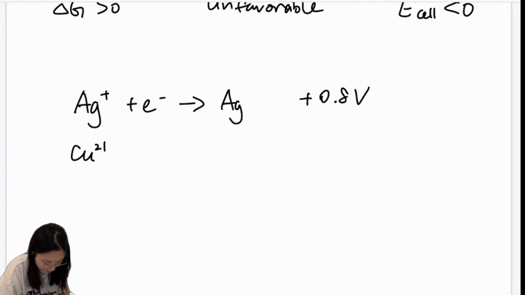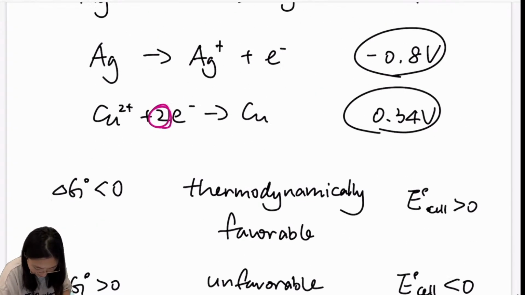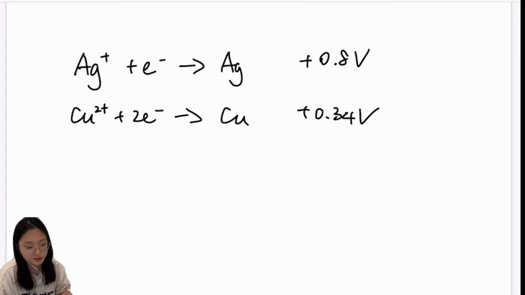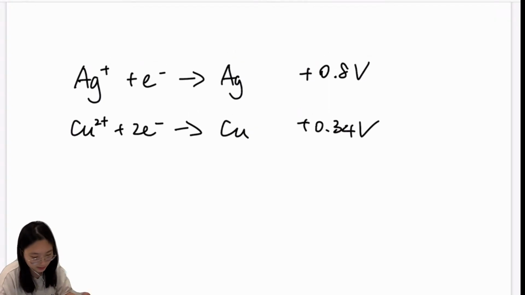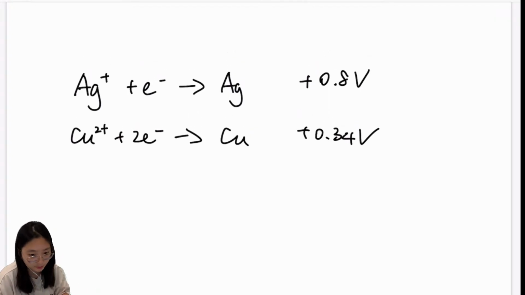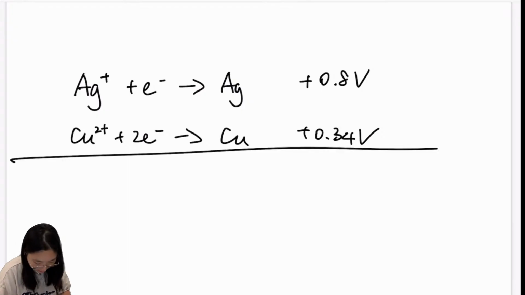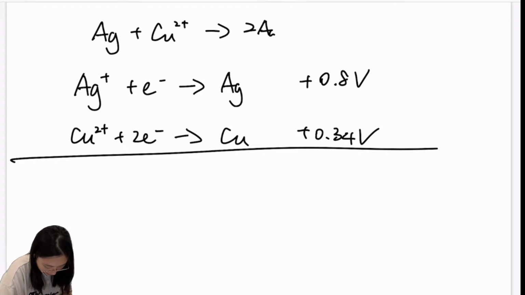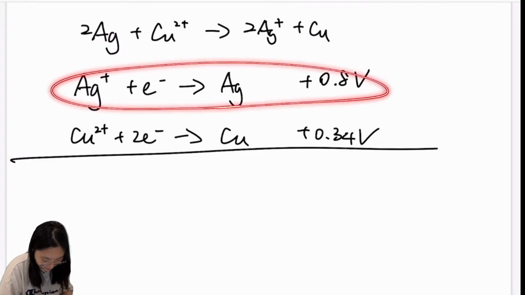And then for the reduction potential of copper, it's positive 0.34 voltage. Usually on the formula sheet it says reduction minus the oxidation, but that's not the way I prefer. What I prefer is, to eventually get silver combining with copper cations to get silver cations and then the copper, you will have to flip the first equation.